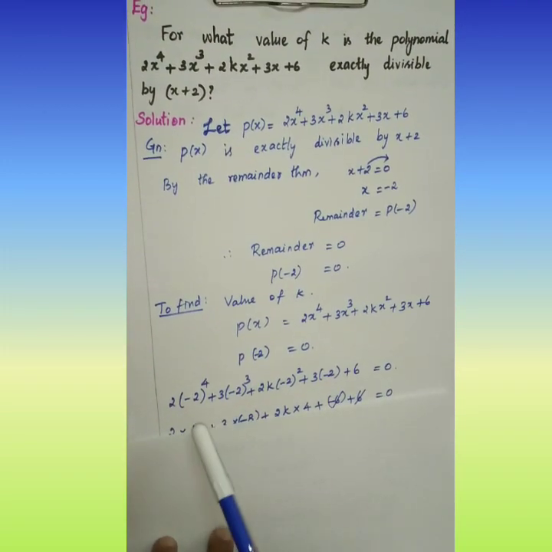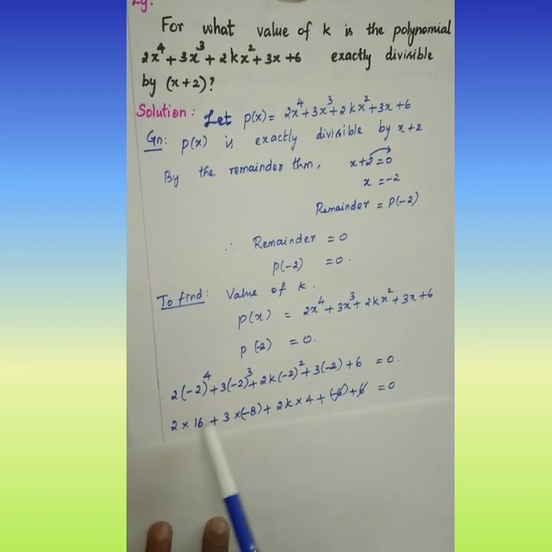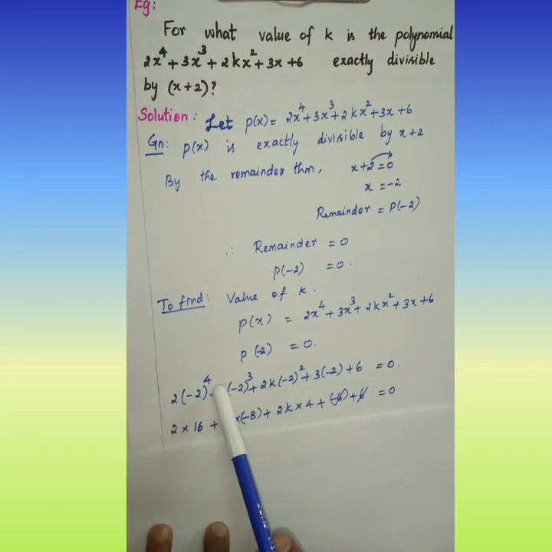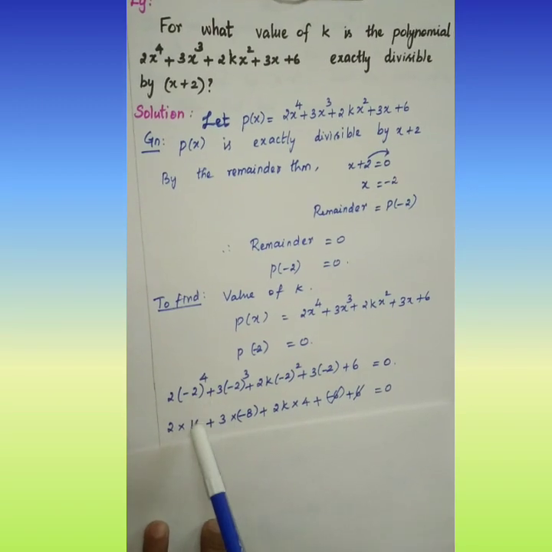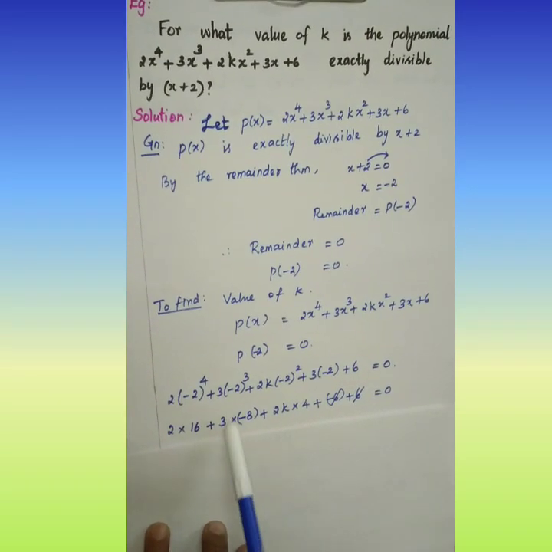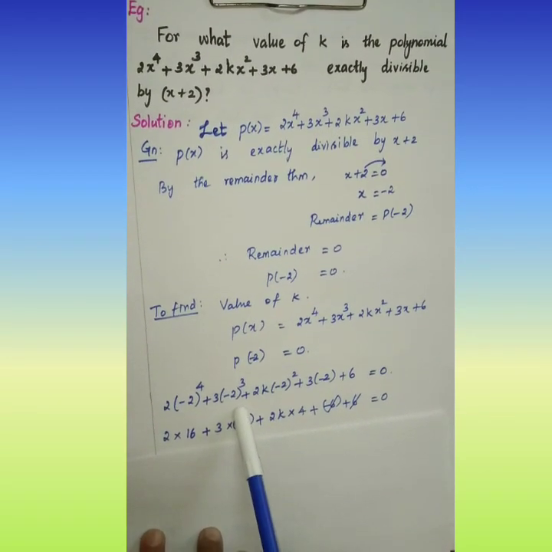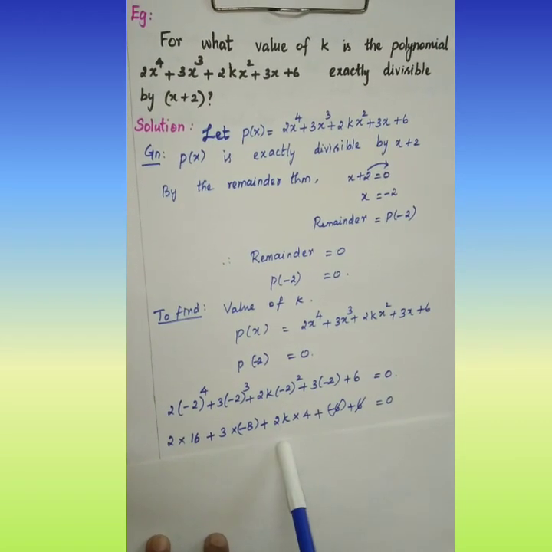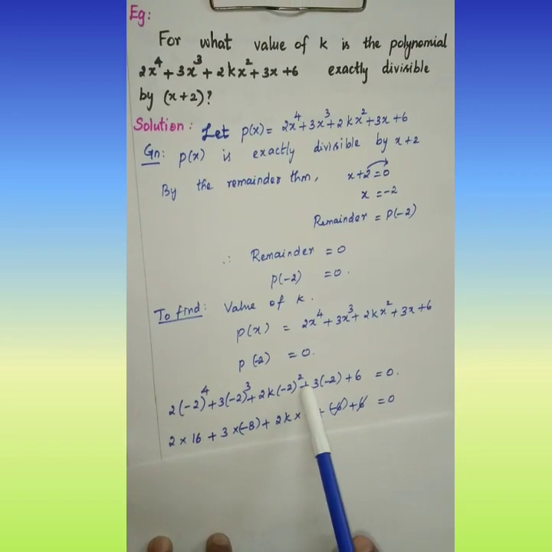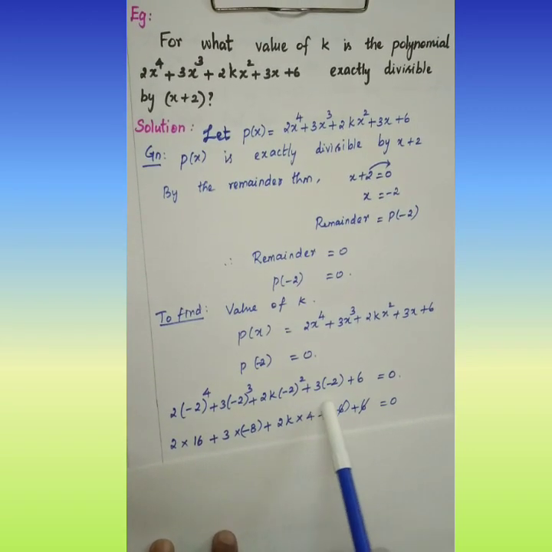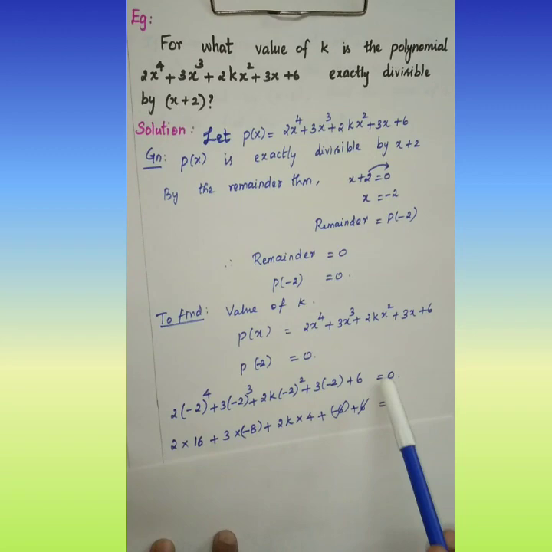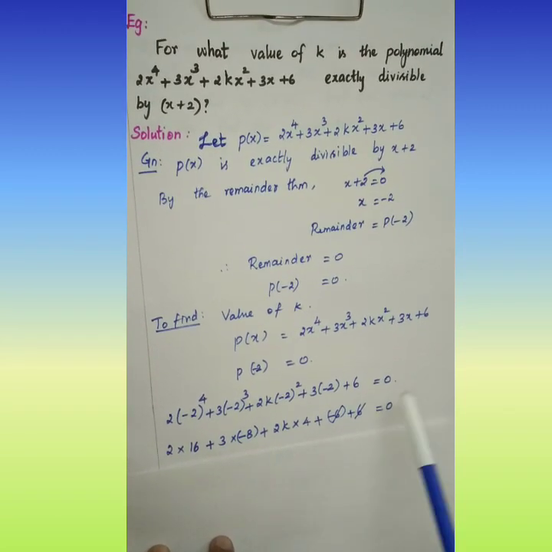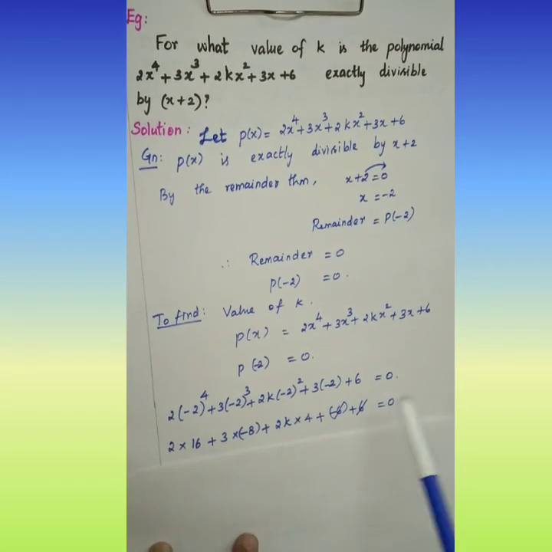So 2 into minus 2 the whole power 4 is 16. Minus is taken an even number of times, so it will come as plus 16. Then 3 into minus 2 into minus 2 into minus 2 is minus 8, plus 2k into minus 2 the whole square is plus 4. 3 into minus 2 is minus 6, plus 6 equal to 0. Minus 6 and plus 6 get cancelled.